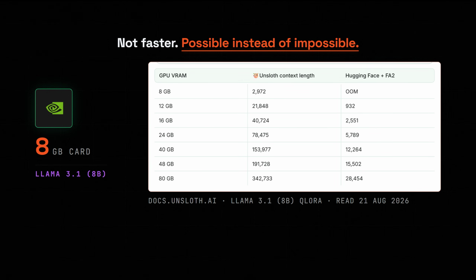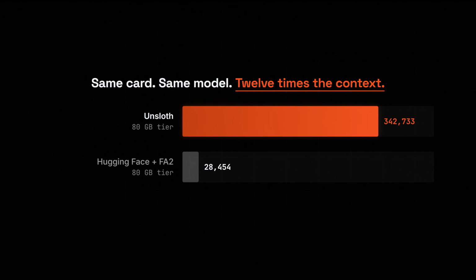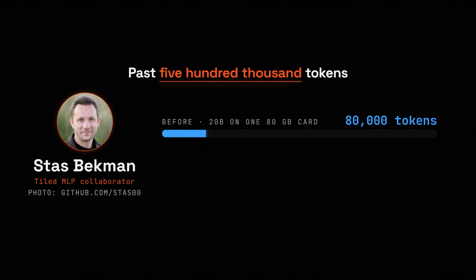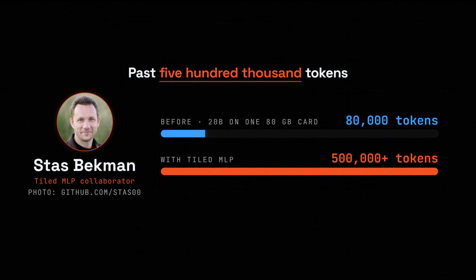On an 8 gigabyte card, Unsloth's published benchmarks fine-tune an 8 billion parameter Llama at just under 3,000 tokens of context. The Hugging Face path with flash attention runs out of memory before it starts. Go up to 80 gigabytes and it is 342,000 tokens against 28,000, 12 times the context, same card, same model, same 4-bit weights, and the ceiling moved again. Working with Stas Bekman on a technique called tiled feed-forward layers, they pushed a 20 billion parameter model past 500,000 tokens of context on one 80 gigabyte card.